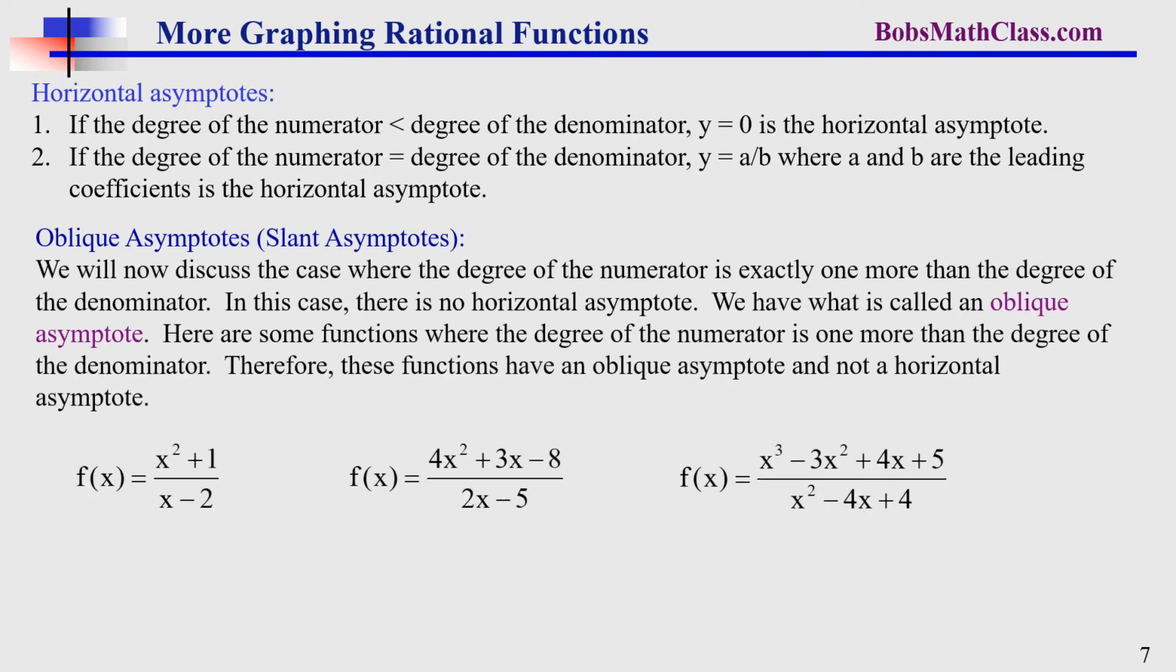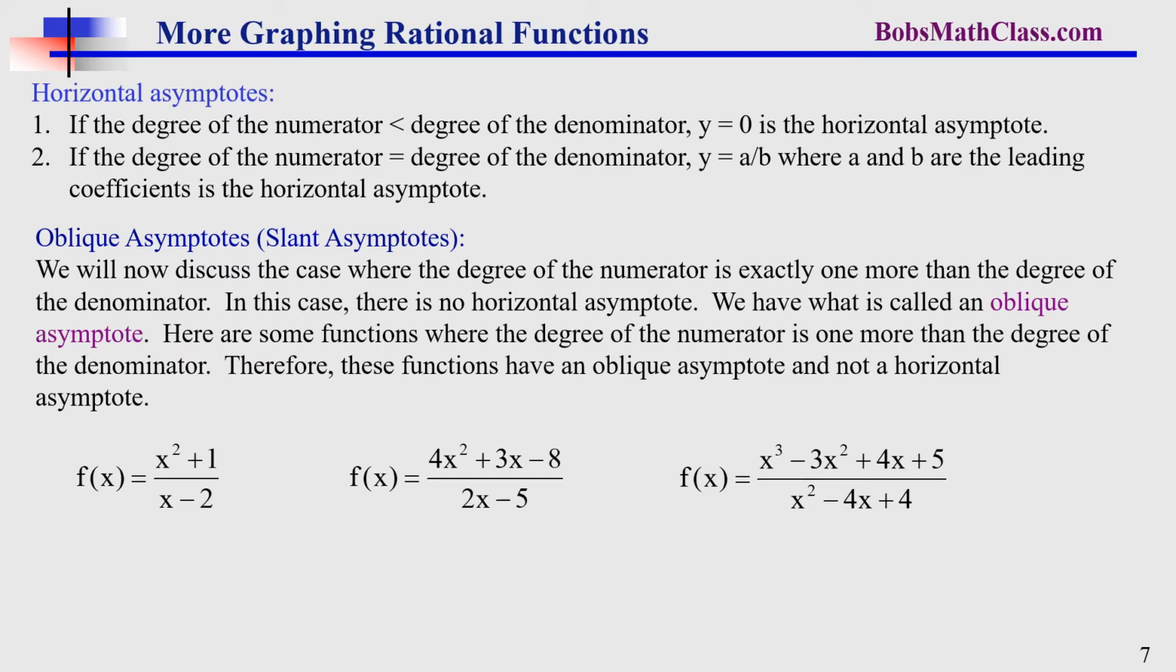Okay, so now we're going to talk about oblique asymptotes, also called slant asymptotes. So if you're looking on YouTube for other videos on asymptotes, the word slant is also used. I use the word oblique. So we're going to talk about the case where the degree of the numerator is exactly 1 more than the degree of the denominator. Okay, so that's called an oblique asymptote.